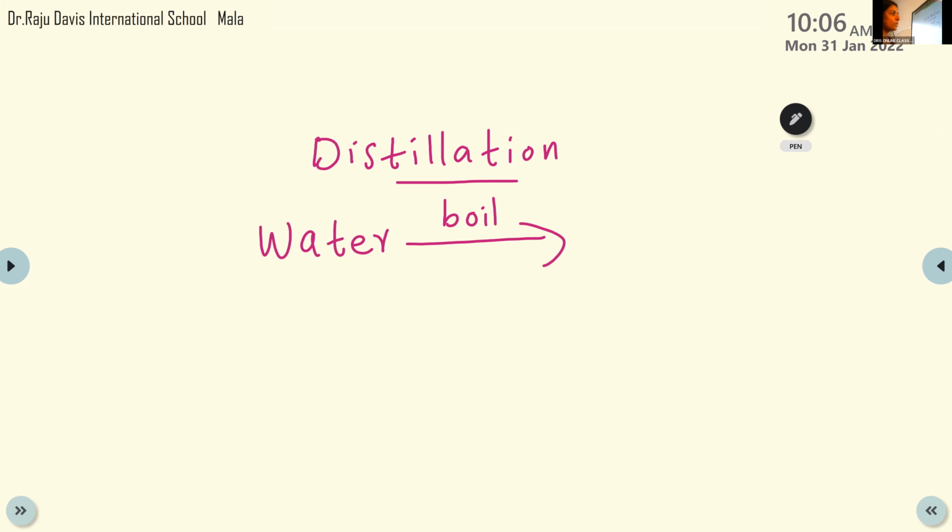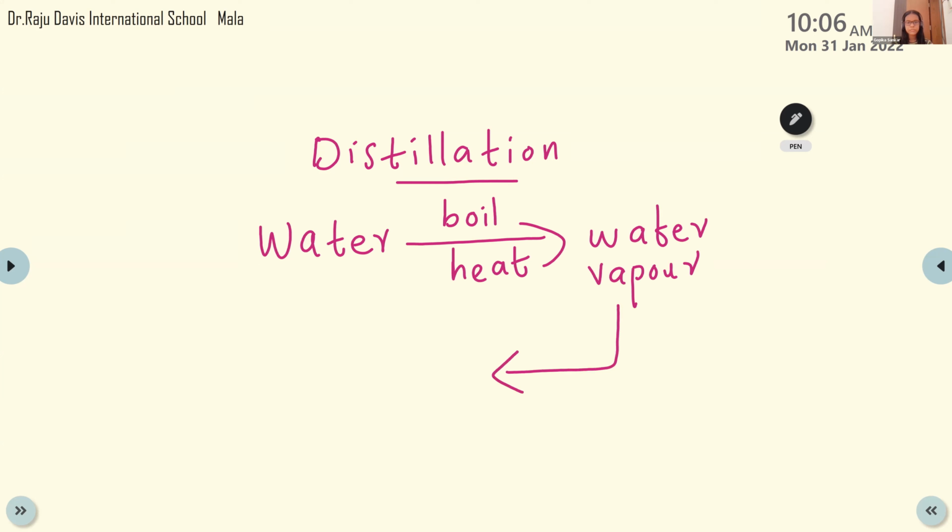Water converted into water vapor. Very good. So water converted into this water vapor. Okay. So on heating, water is converted into water vapor. Clear? Yes. And then again, when this water vapor is cooled, it is converted again into water drops. Okay. So this is the process of distillation.